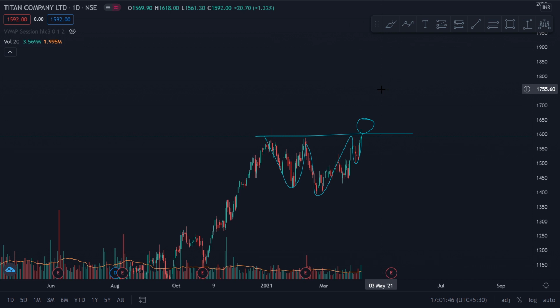So these are some of the good price action patterns which are being formed in the markets currently and which can be traded upon.